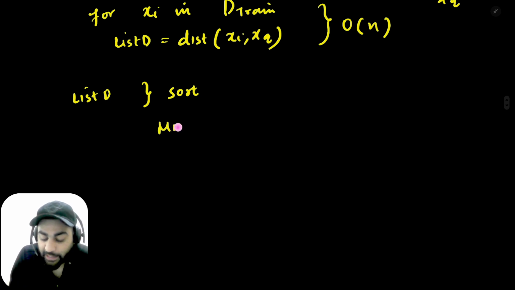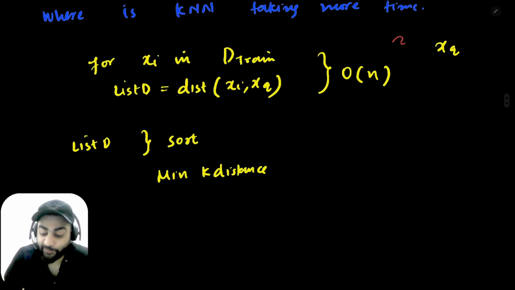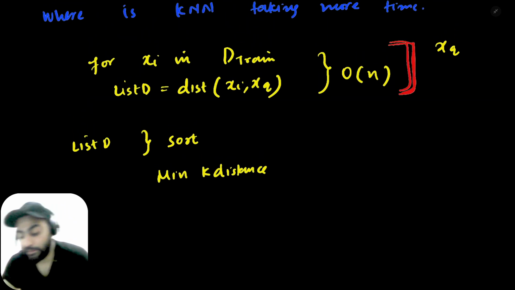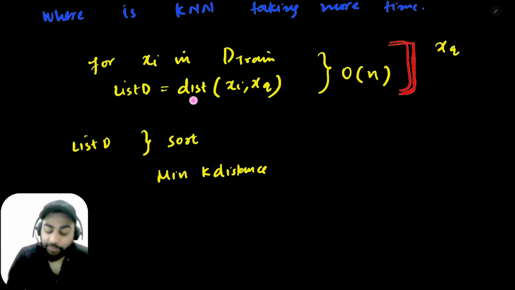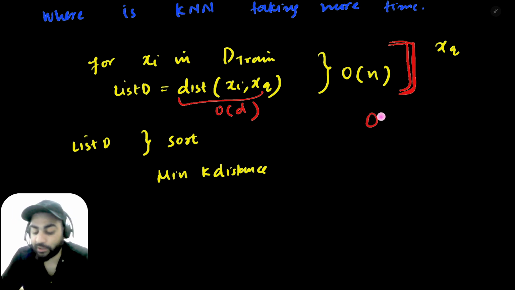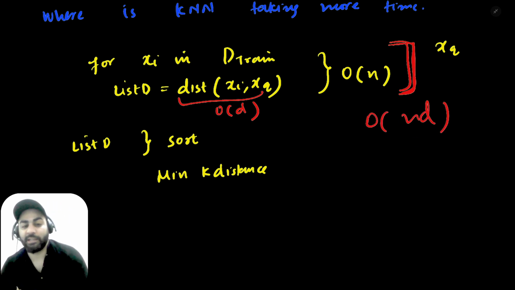You said, I'll take the minimum k distances, but this was our culprit. If you see, order n time here. And even computing this distance took order d time. Each of these operations took order d time. That's why we said order nd. This time it's taking order nd.